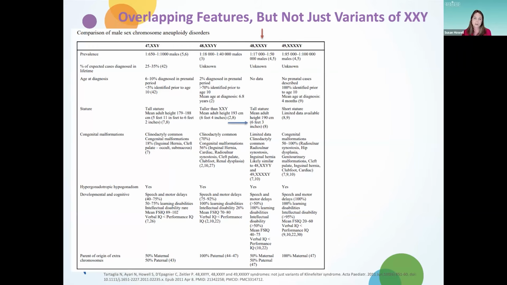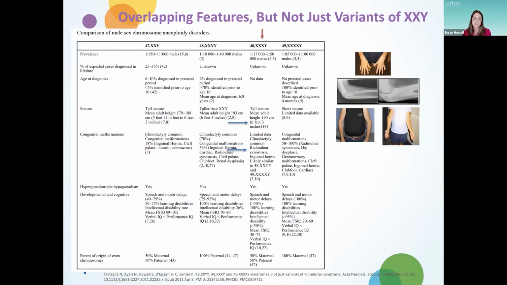What we do know is that tall stature tends to be a feature of this condition, with the average adult height in men being about 6'3". Obviously, height is heavily influenced by our parents' height and our background genes, but we do see taller stature in this diagnosis. We can see a variety of physical features.